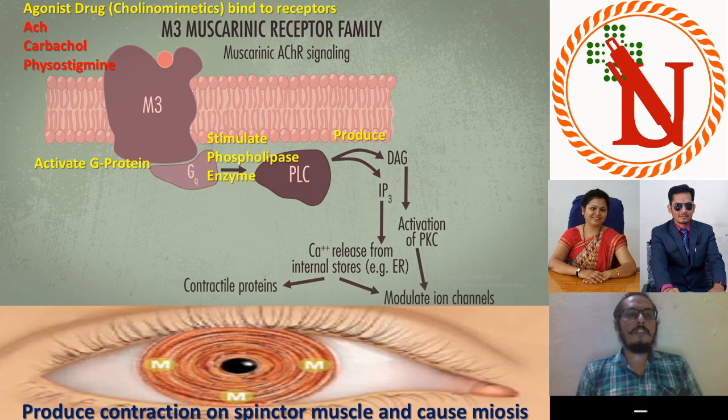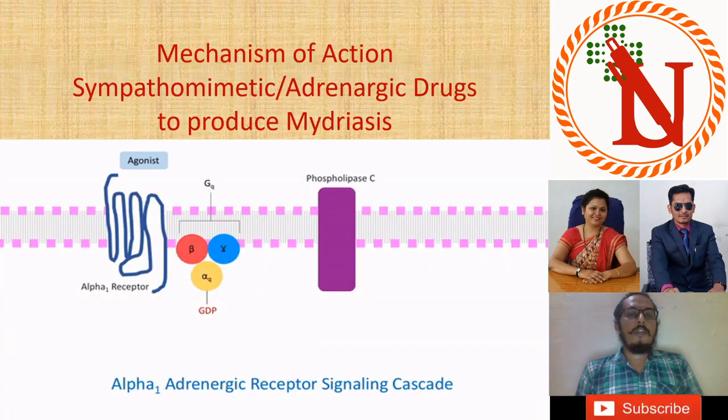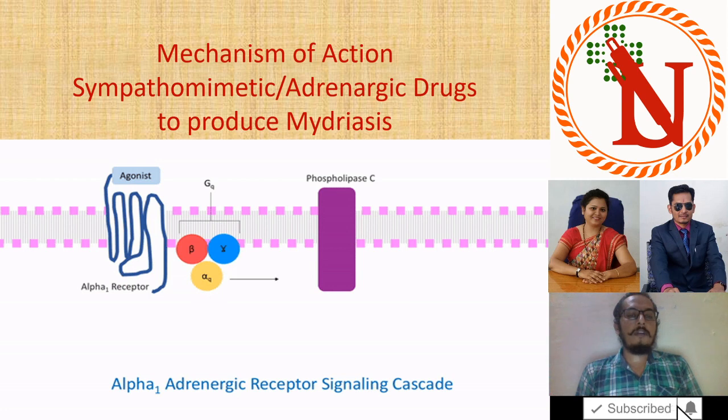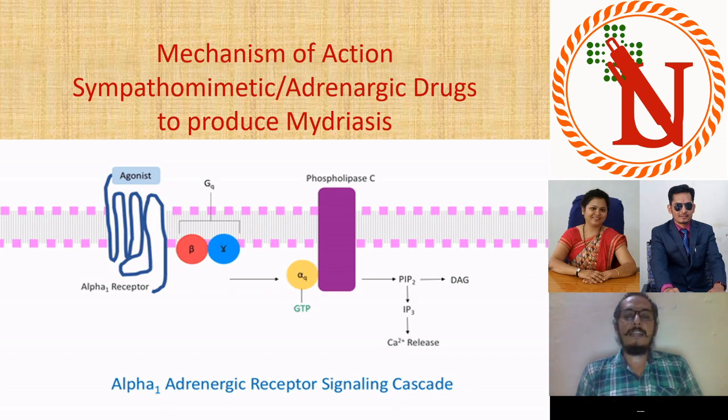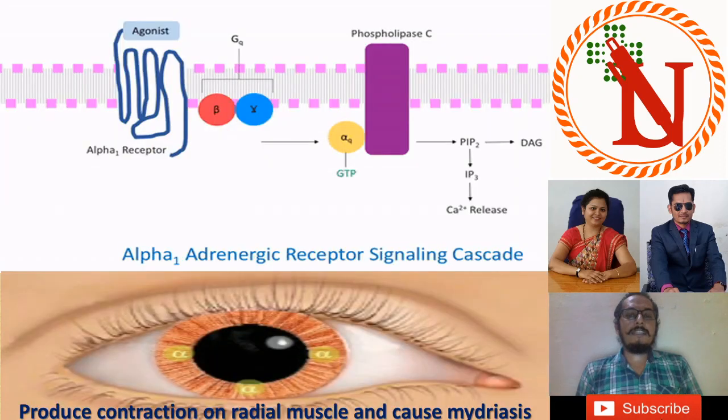Now, for the mechanism of action, sympathomimetic drug agonists bind with the alpha 1 receptor. The G protein coupled receptor is activated. It produces GTP, which acts on phospholipase C, producing inositol triphosphate and diacylglycerol. So it increases the calcium level. It produces constriction of the radial muscles by acting on the alpha 1 receptor. It causes mydriasis.